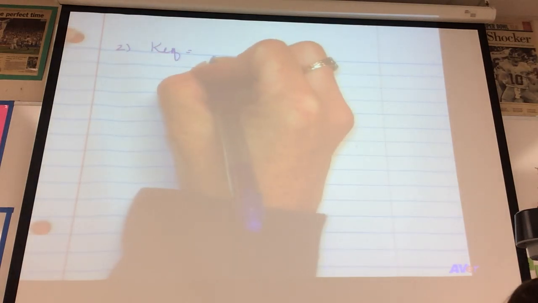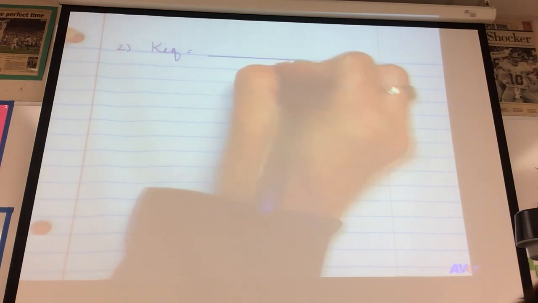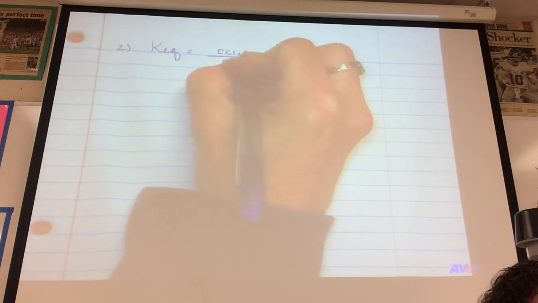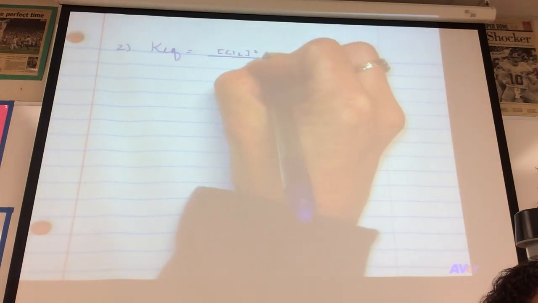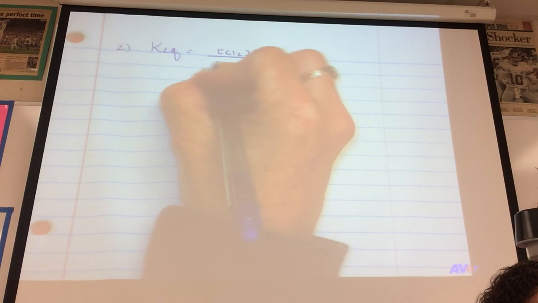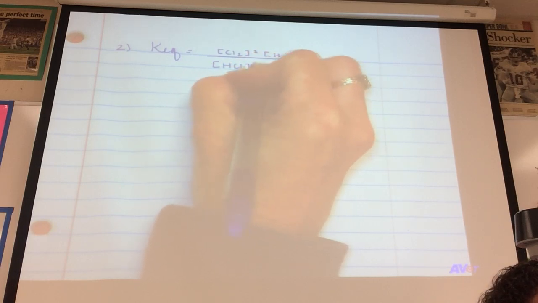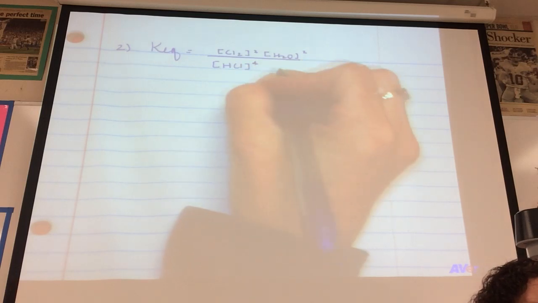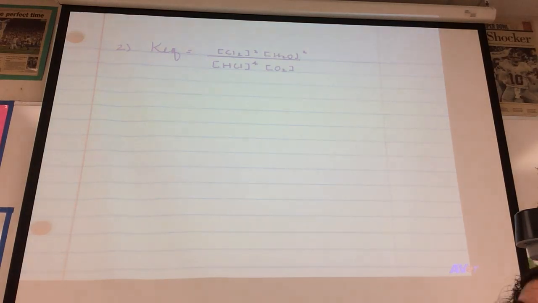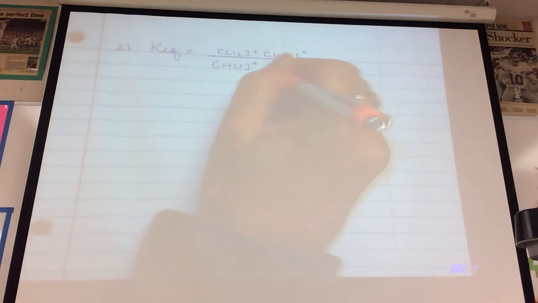For number 2, the first thing we always do is we write the KEQ expression. Again, products of gases and aqueous substances in the numerator. We've got chlorine gas to the second power, water vapor to the second power, hydrogen chloride gas to the fourth power, oxygen. Here, reactants are in the denominator, products are in the numerator. And I want to solve for oxygen.